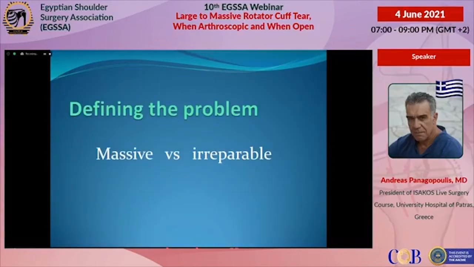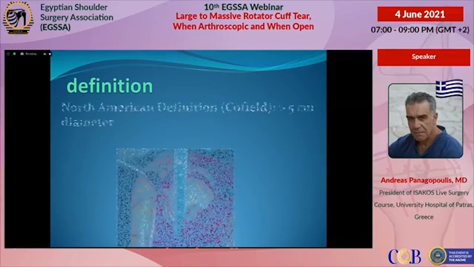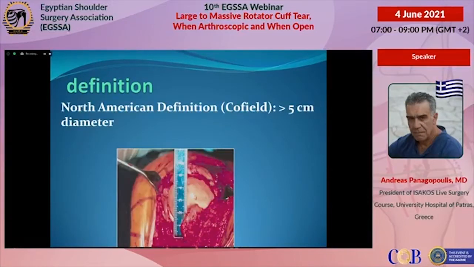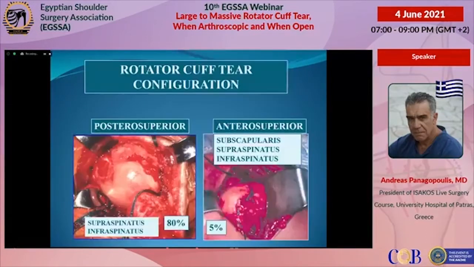Before going further, we have to define the problem and differentiate between massive and irreparable tears. By the North American definition by Cofield, a massive tear is a tear which exceeds 5 centimeters in diameter. As regards the European definition by Gerber, when we have more than 2 tendons torn after debridement, this is a massive tear.